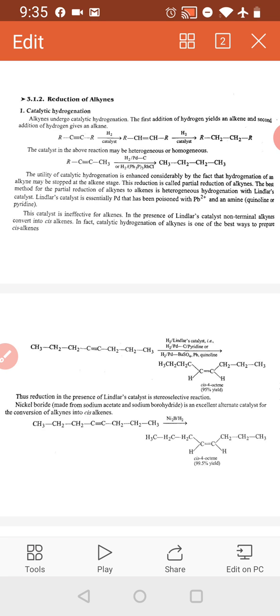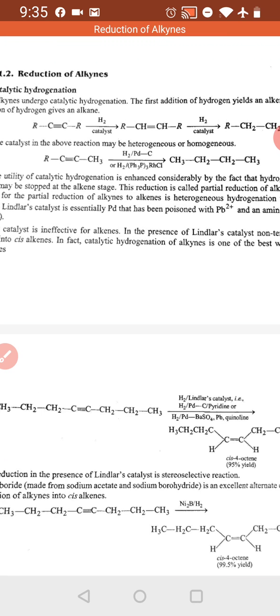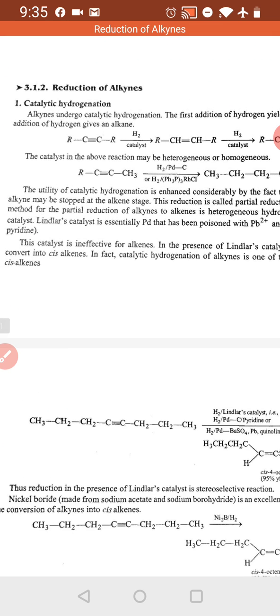There are a few methods through which we can carry out reduction of alkynes. Let's start with the first method, which is catalytic hydrogenation. Catalytic hydrogenation means that we react the reactant with hydrogen in presence of some catalyst. Alkynes undergo catalytic hydrogenation. We get the product alkane in two steps. The first addition of hydrogen gives an alkene and the second addition of hydrogen gives an alkane.